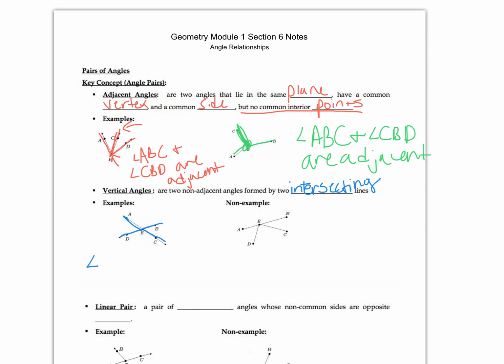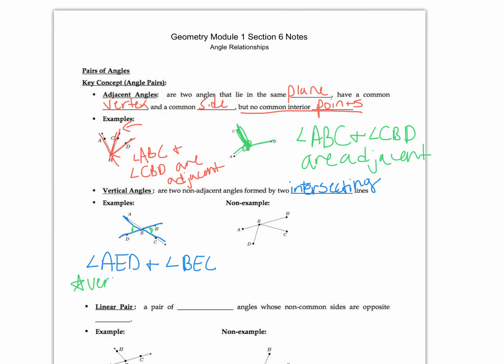I got angle AED is vertical to angle BEC. Okay? One other important thing to know about vertical angles is they're always congruent to each other. Because you see these two lines are intersecting at E, so that's how it made those vertical angles AED and BEC. So that's a good thing to note.